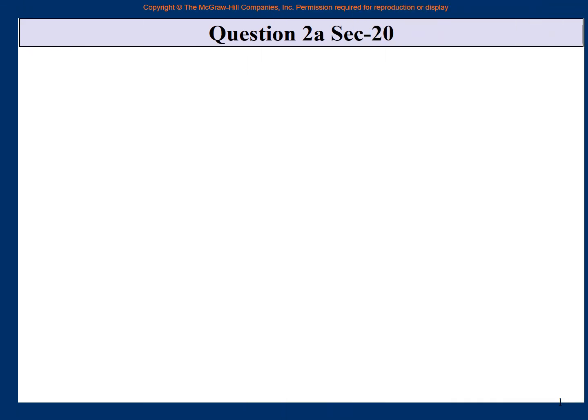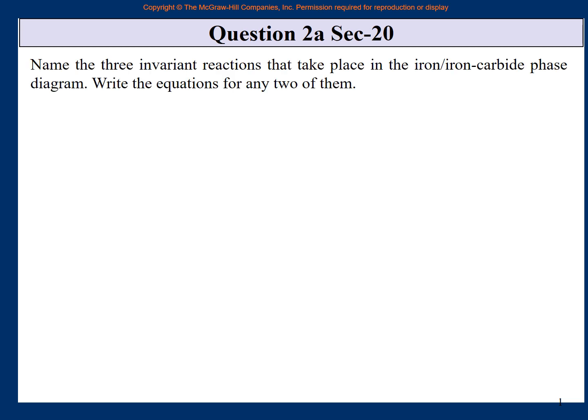We are now going to question 2A of section 20. We are continuing with quiz 3, but now question 2A of section 20. So the question is, name the 3 invariant reactions that take place in the iron-iron carbide phase diagram. Write the equations for any 2 of them.